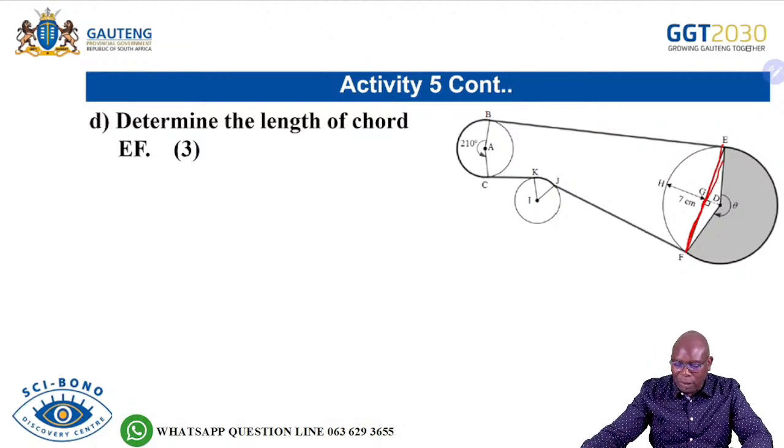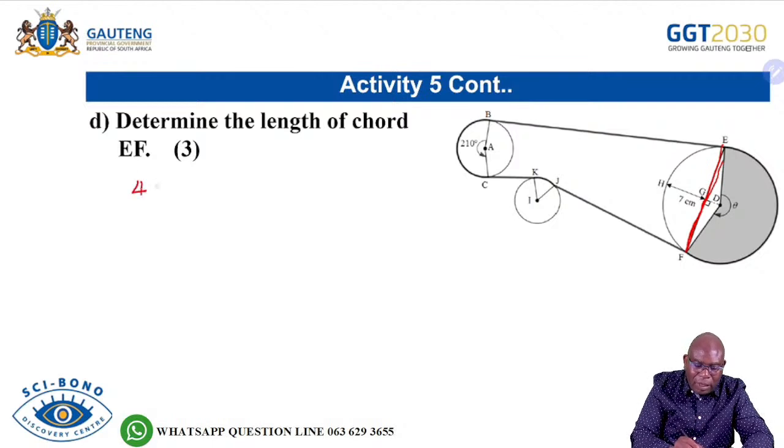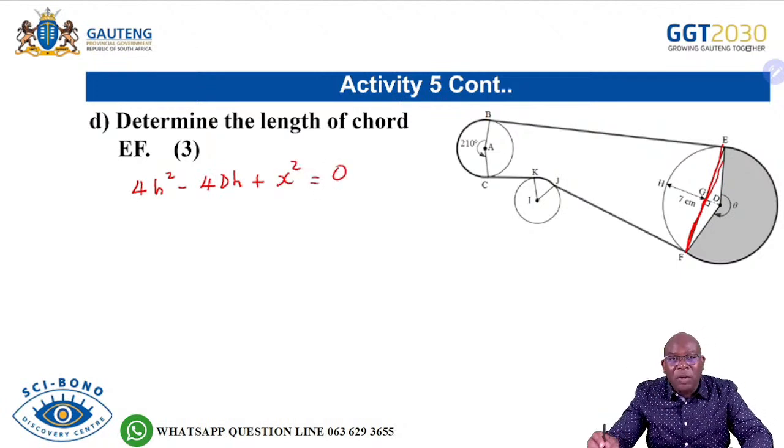So if I put my formula down, let me check what I'm going to have. If I've got my formula there, it's 4h squared minus 4dh. Make sure that you copy this formula correctly, because we have instances where this formula is copied incorrectly, where the plus sign is where there's a minus sign and the minus sign is where there's a plus sign. Please make sure you copy it correctly. So it's 4h squared minus 4dh plus 8x squared. What is my x? It's going to be my length of the chord.